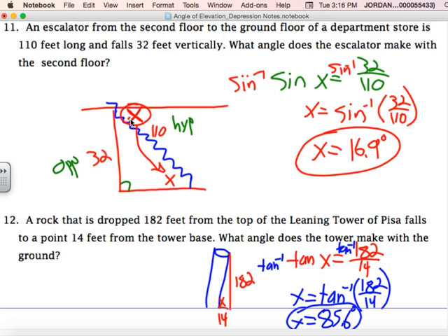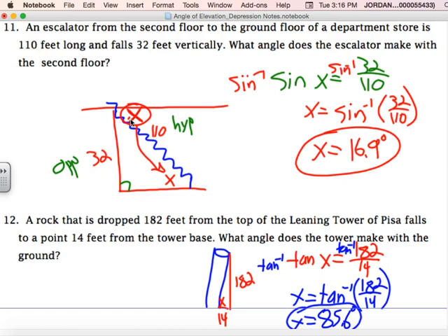So bring x down here, and then we can set it up because 32 is the opposite side from x, and 110 is the hypotenuse. So opposite and hypotenuse, using SOHCAHTOA, tells us to do the sine of the angle. Well, the angle we don't know is x, so we do sine of x equals 32 over 110. And then you got to do the inverse sine to get x by itself. So we do inverse sine of both sides. Inverse sine of 32 over 110 should give you 16.9 degrees. So that's the angle that the escalator is making with the second floor.